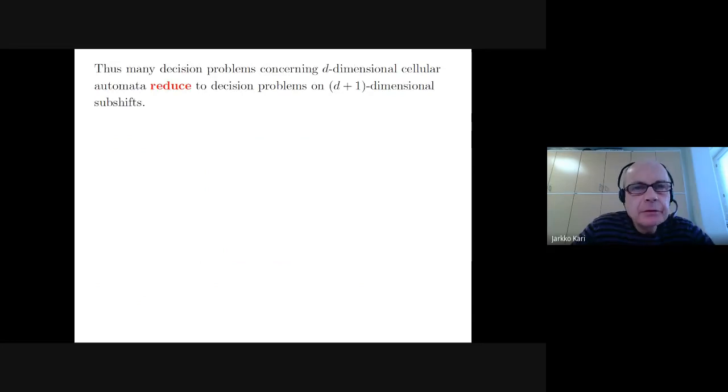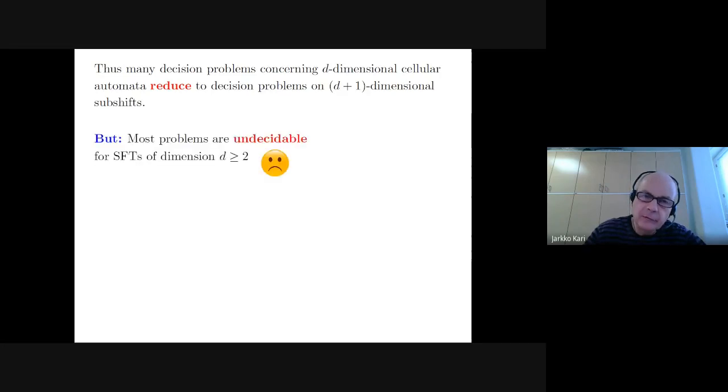This is interesting because it means that many questions about d-dimensional cellular automata become questions about d plus 1 dimensional subshifts of finite type. So if you have some algorithms to solve questions about d plus 1 dimensional subshifts, then you usually can use those algorithms also to solve questions about d-dimensional cellular automata. That sounds nice because subshifts are static objects. You don't have any more dynamics. It's a static drawing in the d plus 1 dimensional space. But unfortunately, it doesn't seem to help much because it turns out that pretty much everything is undecidable about subshifts of finite type already in dimension 2.